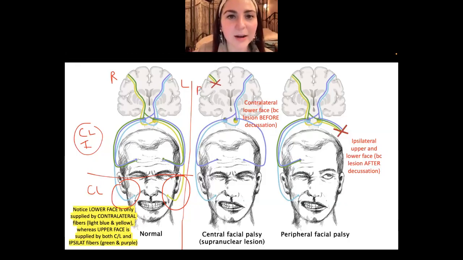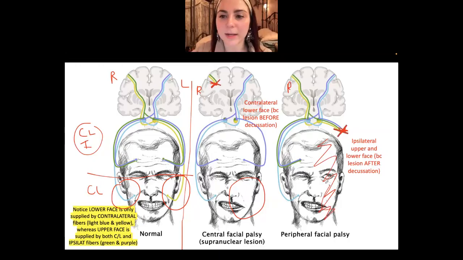So if we look here, this is going to be on the right side. If I have a lesion before cranial nerve 7 decussates or crosses over, I'm only going to see palsy here. This is Bell's palsy. So it's only going to be the lower face affected on the opposite side. Versus if I lesion right cranial nerve 7 after it crosses, after the decussation, it's going to be that whole side. It's going to be the ipsilateral upper and lower face. After the decussation, this is exactly what happens with all cranial nerves.